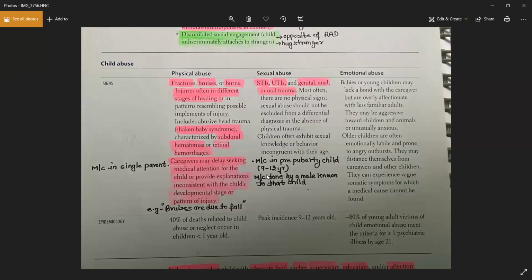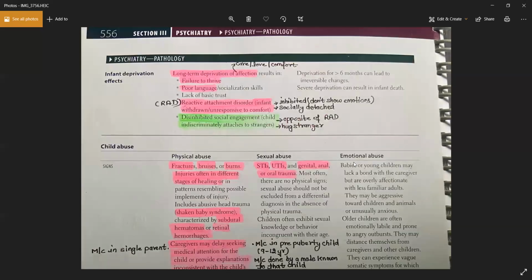Okay, and it is most commonly done by a male who is known to that child, a very close person to that child. Then you have the emotional abuse, and that can happen with the infant deprivation syndrome. It is a kind of emotional abuse to the patient, right? They will have a lack of bond with the caregiver, but they become very much affectionate with strangers, like we have discussed. They will start hugging the strangers, opposite to that of RAD.